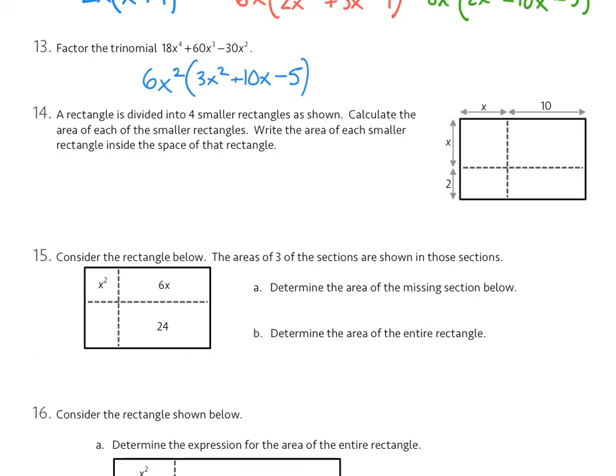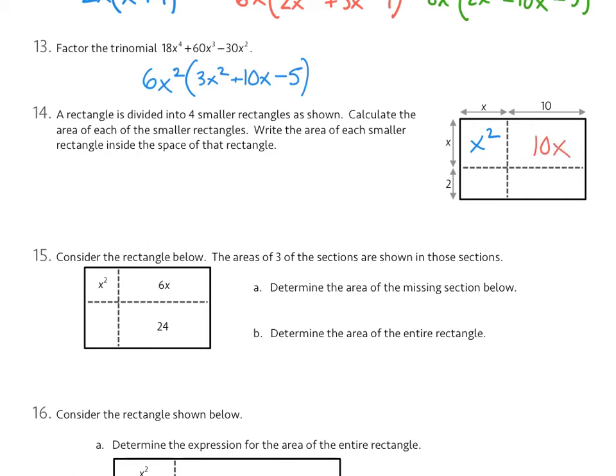14. A rectangle is divided into 4 smaller rectangles as shown. 1, 2, 3, 4. Calculate the area of each of the smaller rectangles. Write the area of each smaller rectangle inside the space of that rectangle. Let's look at this one first. Its height is x and its base is x. X times x is x squared. How about this rectangle? It's 10 along this edge, and this edge has the same length as this one, which is x. So this is x, and 10 times x is 10x.